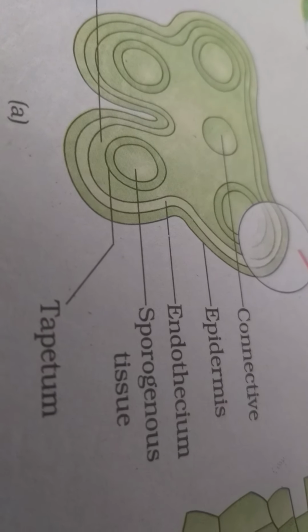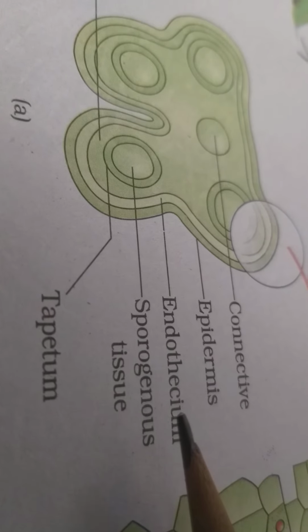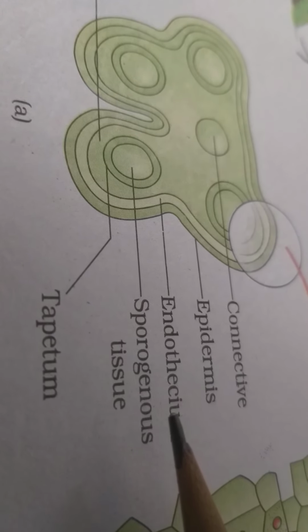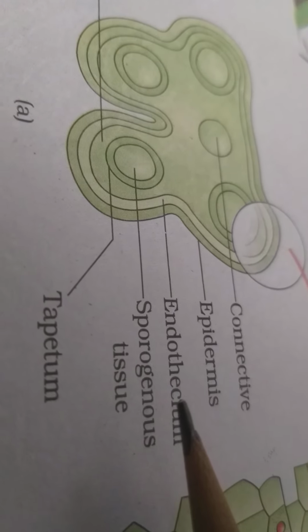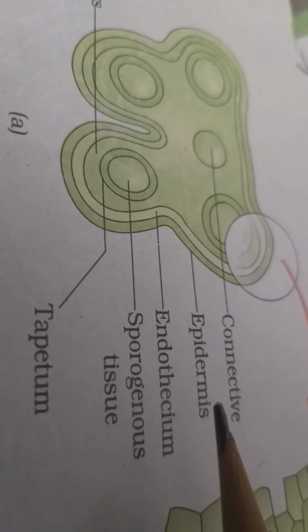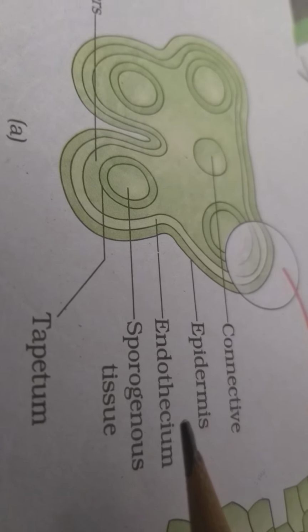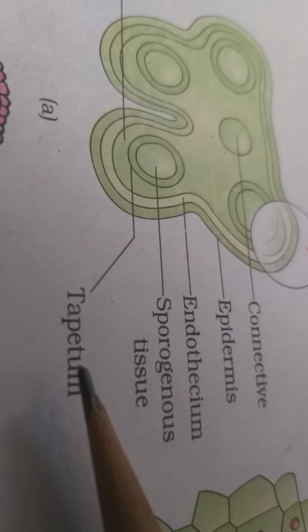Now, epidermis, endothecium and middle layer, these three outer layers provide protection and help in dehiscence of anther. They have the same function. But tapetum has a different role.